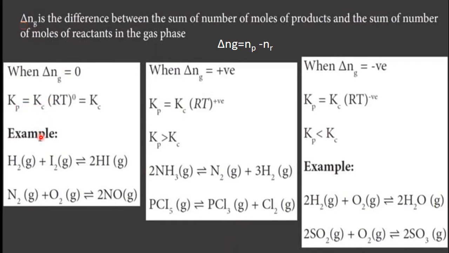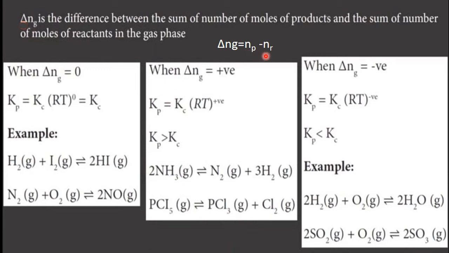For example, H2 plus I2 gives 2HI, and N2 plus O2 gives 2NO. Can you calculate delta Ng for these two reactions? That calculation is not given, but for these two equations Kp will be equal to Kc. How? Because delta Ng is 0 in these cases, Kp is equal to Kc. So just check whether delta Ng comes to 0.